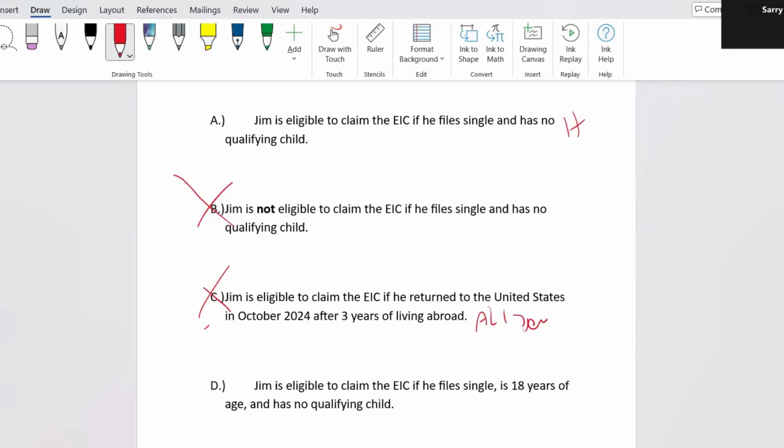And then Jim is eligible to claim the EIC if he files single, is 18 years old, and has no qualifying child. This is incorrect. He needs to be between 25 and 64 years old if he has no qualifying children. If he has qualifying children, then he'd be able to, but without a qualifying child, he needs to be 25 to 64 years old. So that was eliminated, which leaves us with Jim is eligible to claim the EIC if he files single and has no qualifying child. In other words, he's single, has no qualifying child, he could still take EIC because of the amount of his income.